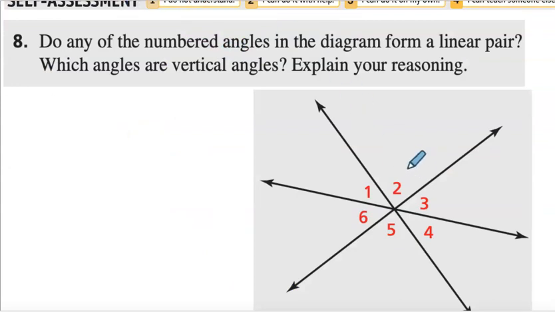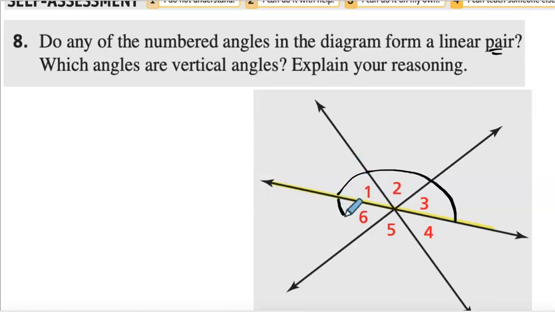All right, so a linear pair is going to be two angles that make 180 degrees. If I highlight every straight line here, I'll start with this one, and I look at all the angles created above this line. Here's angle 1, angle 2, angle 3. So there's 3 angles above this line that combined make 180 degrees. For a linear pair, it has to be 2 angles. So 1, 2, and 3 are not a linear pair.